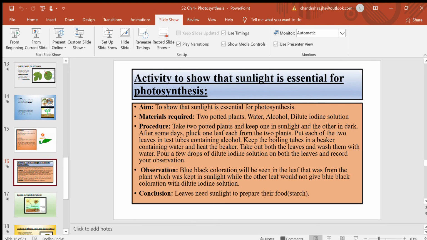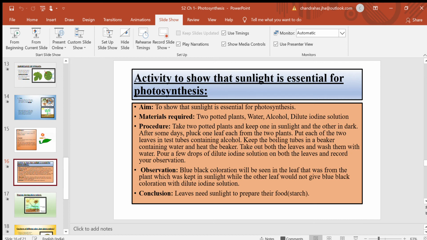Activity to show that sunlight is essential for photosynthesis. Material required: 2 potted plants, water, alcohol, dilute iodine solution. Procedure: take 2 potted plants and keep one in sunlight and the other in dark. After some days, pluck 1 leaf each from the 2 plants. Put each of the 2 leaves in test tubes containing alcohol. Keep the boiling tubes in a beaker containing water and heat the beaker.